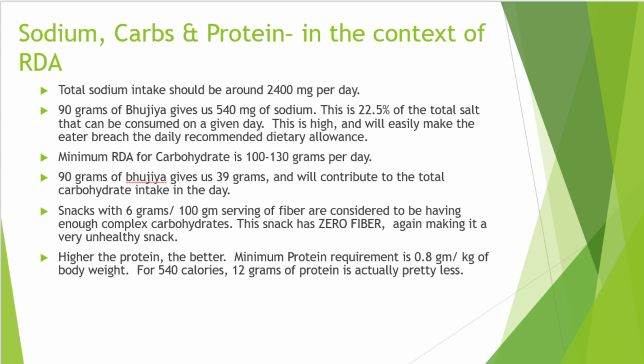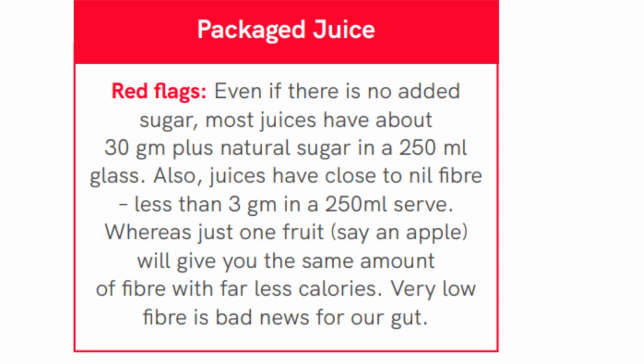So to summarize, for 90 grams of bhujia, you are almost meeting 75% of your dietary fat intake. You are consuming around 22 to 23% of salt, and there is no fiber. The protein is very low for the amount of calories you are consuming, and this is giving us more simple carbohydrate because there is no fiber, which is not very filling. So, this is an example, and these are some red flags you need to be aware of, depending on the kind of processed food you pick up.